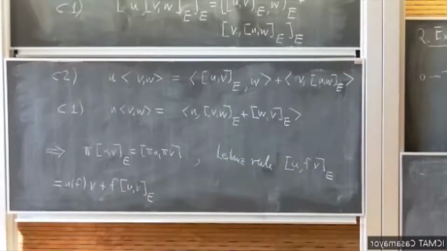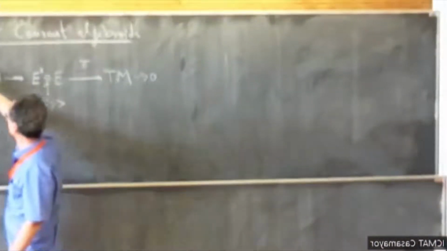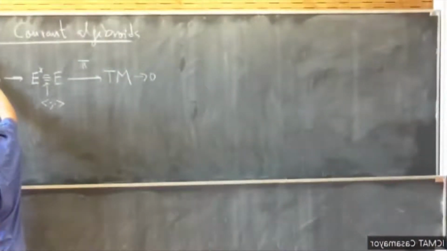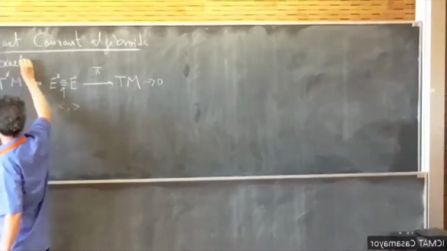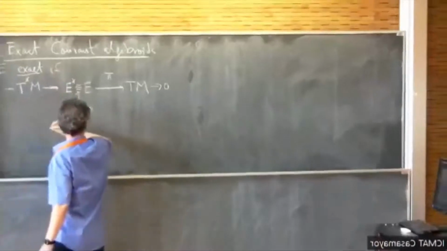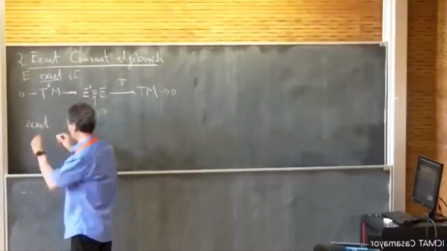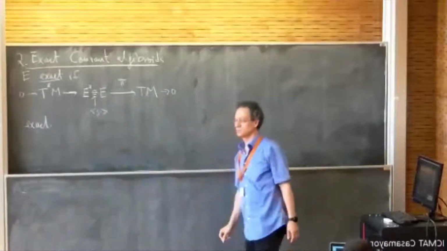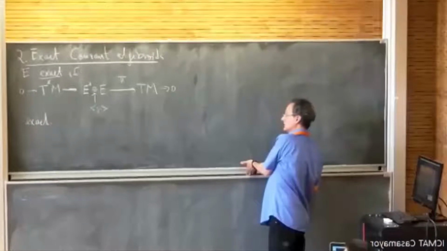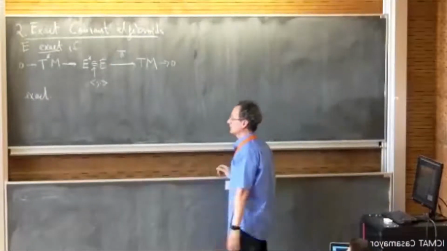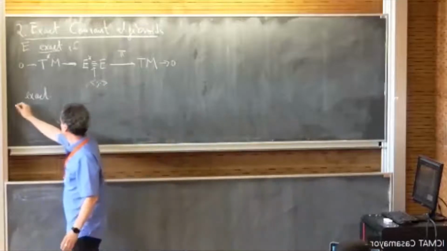So if this is exact, then we call the Courant algebroid exact, with all these structures, of course, on it. And this sequence is exact. And it's known, I think it's a result due to Pavol Severa, that all exact Courant algebroids can be obtained as follows up to isomorphism of Courant algebroids.